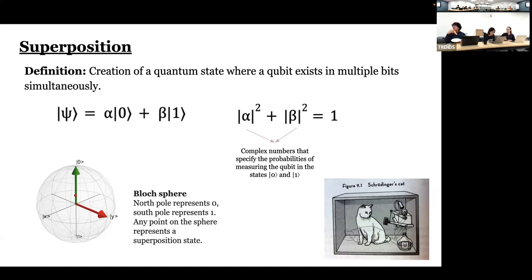And at the bottom left, you see this Bloch sphere, I think, is how it's pronounced, where the north pole of it represents state 0, the south pole of it represents state 1, and any point on the sphere is a representation of a superposition state. And at the bottom right, we see Schrodinger's cat, of course, the cat that is dead or alive, or some combination of both within the box.